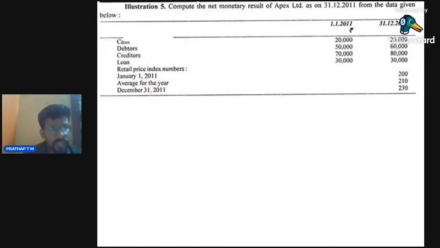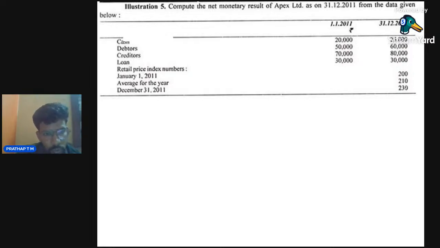Instead of calculating the current liability separately, you can merge it with the data side loans, that is 70,000 plus 30,000, which is 1 lakh. Closing is 80,000 plus 30,000, which is 1 lakh 10,000. So 10,000 additional. This 1 lakh, we have to convert it to closing value. So the 1 lakh is the opening.